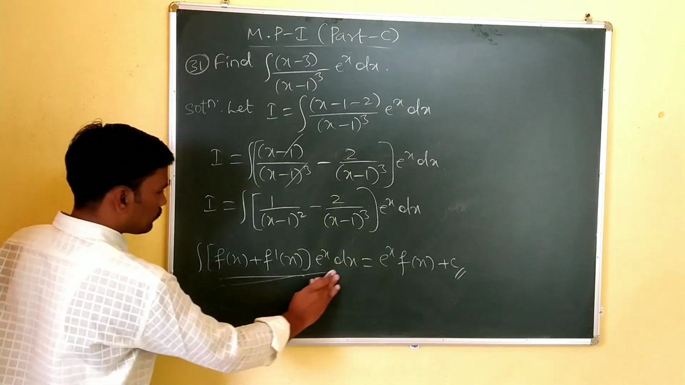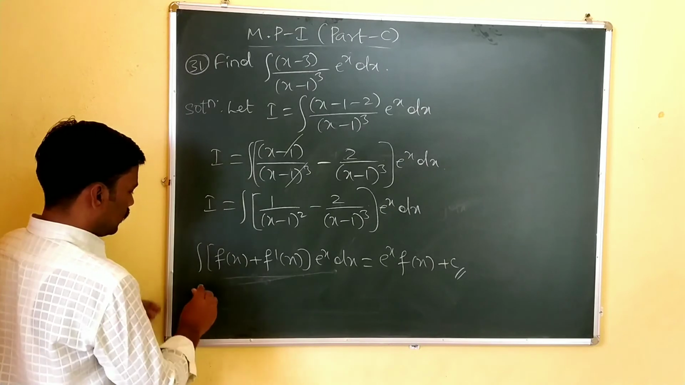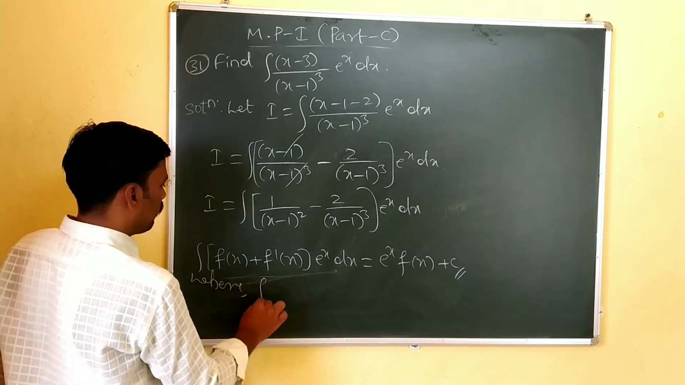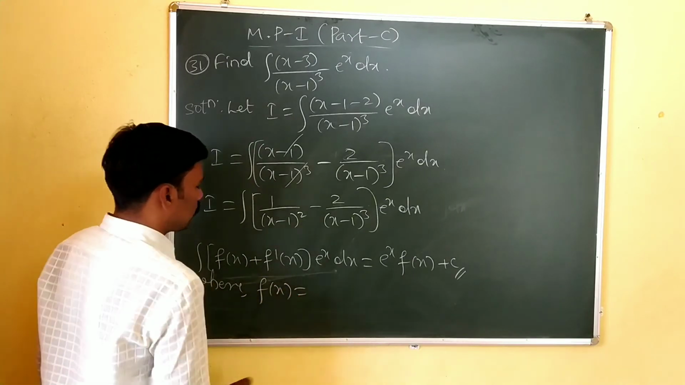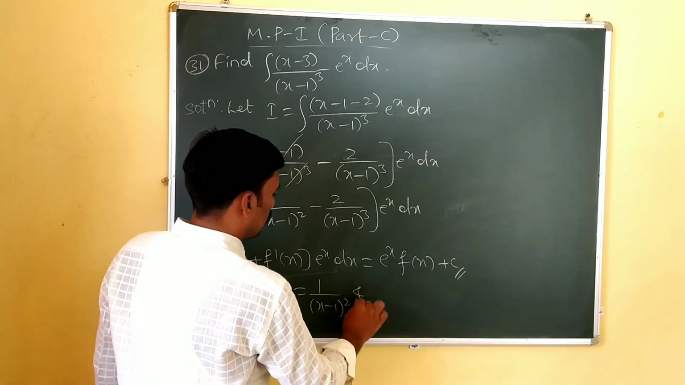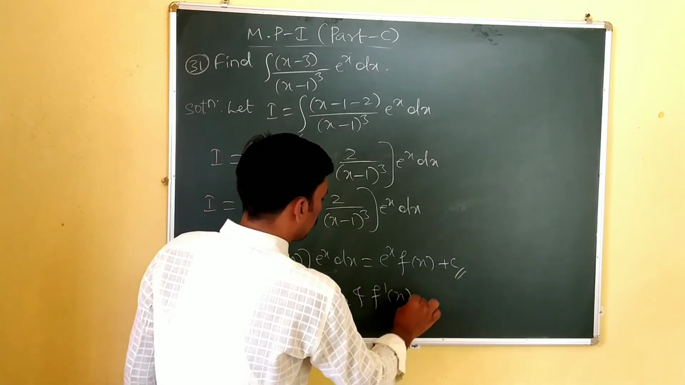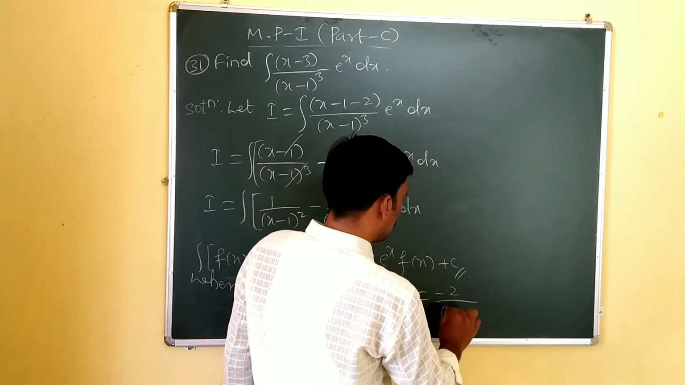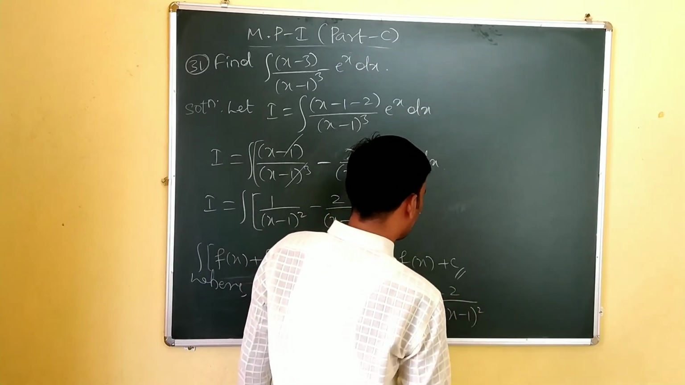Here, where f of x is equal to 1 divided by (x minus 1) whole square, and f dash of x is equal to minus 2 divided by (x minus 1) whole cube.